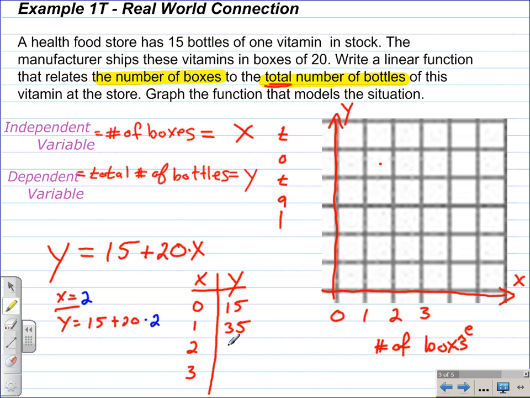So that would give me the next value. And the value after that would be with the 3. Changing that 2 to a 3, substituting the 3 in. 3 times 20 is 60, and 60 plus 15 is 75.